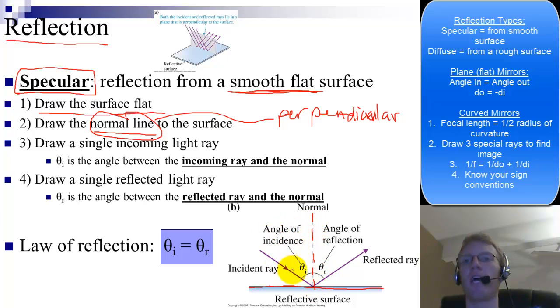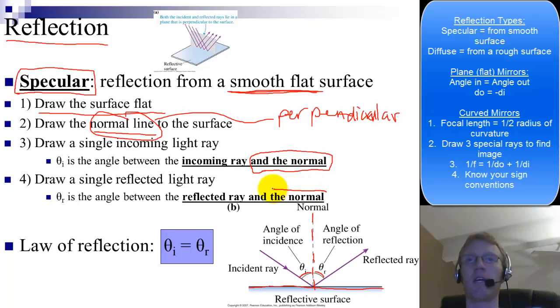And then you measure the angle in from the incident ray of light over to the normal, and the angle out from the normal over to the ray that's going out. So it's really, really important that you measure these from the normal because that's the convention.